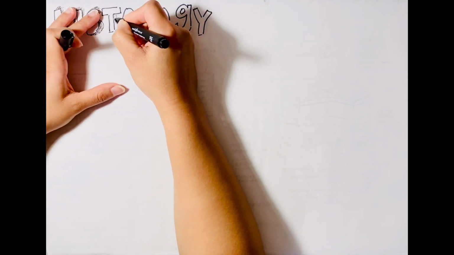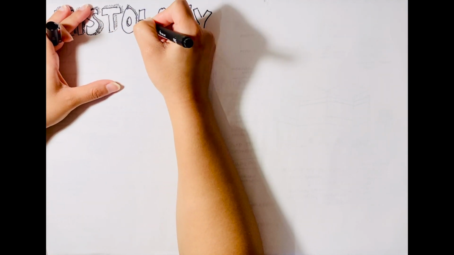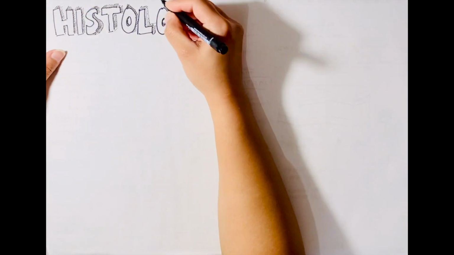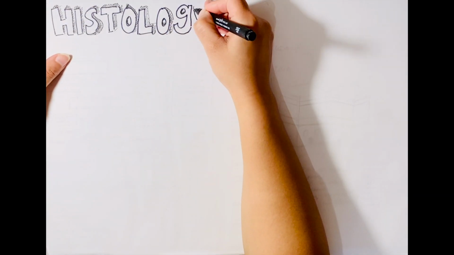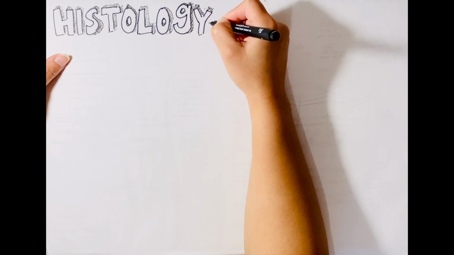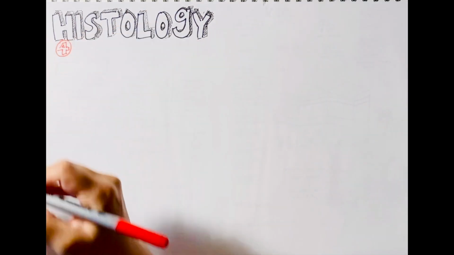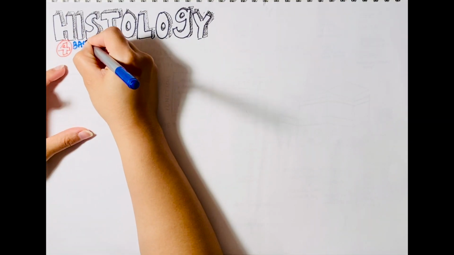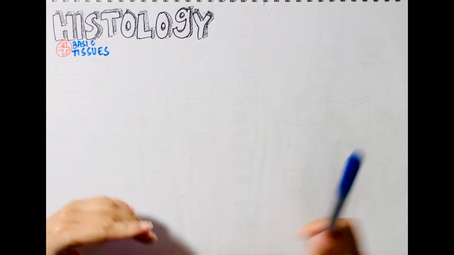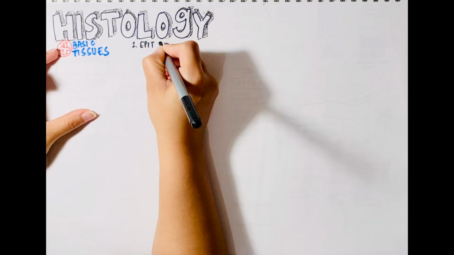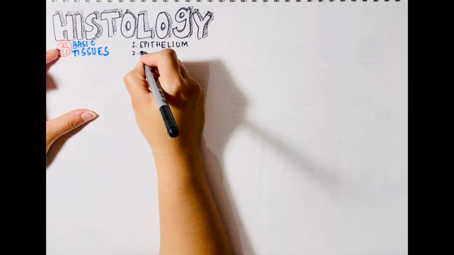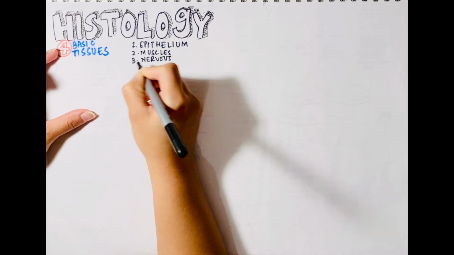So this is just an introductory video. Histology, just to remind you, is microanatomy, and we'll be talking about some of the basic tissues that make up the human body. There are 4 basic tissues that make up the human body in its entirety, starting with epithelial, which is what we'll be talking about today, muscular, nervous, and connective tissue.